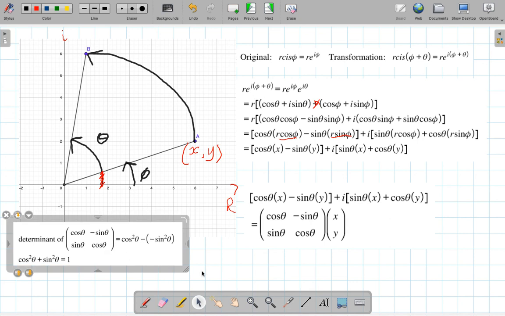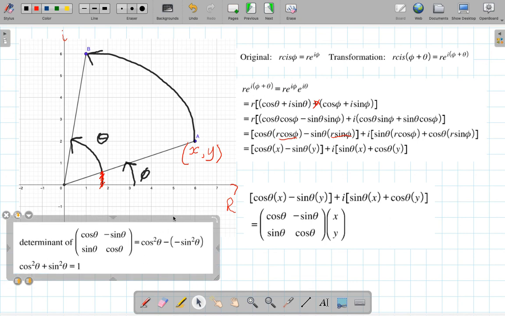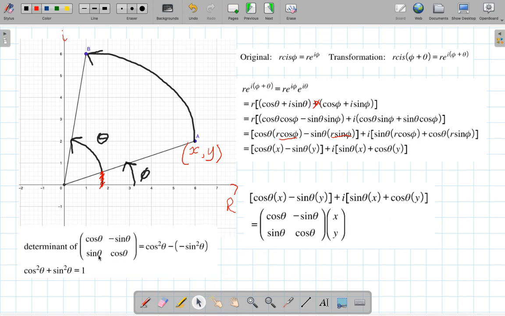And we're going to double check. If you did the investigation on the PowerPoint, you'll see that all the determinants were 1. Well, the determinant of this matrix is also 1.